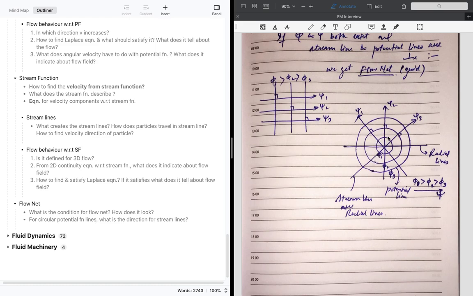And we can also have a circular kind of structure. If we have circular potential lines like this, when we go into the center, the potential increases. If it is increasing in this direction, that means the streamline direction is like this. That means the streamline directions are outwards. So this is a circular flow net.